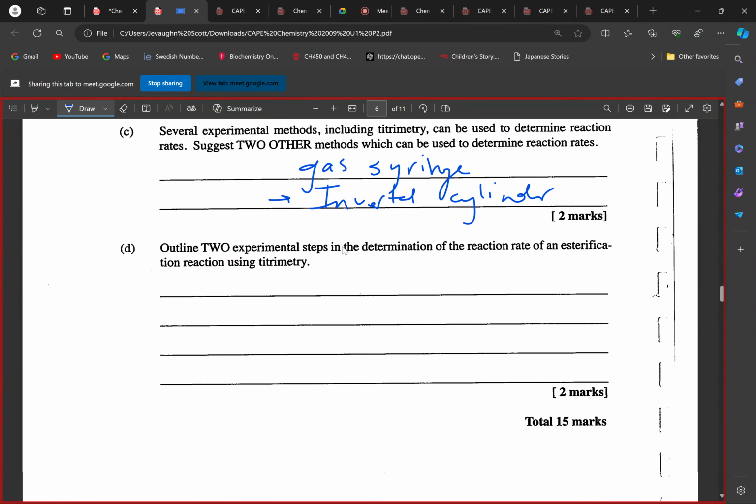Outline two experimental steps in determining the rate of reaction of an esterification reaction using titration. Two experimental steps for determining the rate of reaction of an esterification reaction. It doesn't have to be in order, they just ask for two steps. So it would be two steps in your titration.